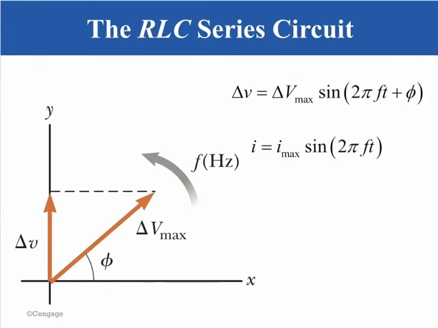We can represent the voltage across each element with a rotating vector. The rotating vectors are referred to as phasors, and the diagram is called a phasor diagram. This particular diagram represents the circuit's voltage given by the expression shown, where delta V max is the maximum voltage, which is the magnitude or length of the rotating vector or phasor, and phi is the angle between the phasor and the positive x-axis when t equals 0.